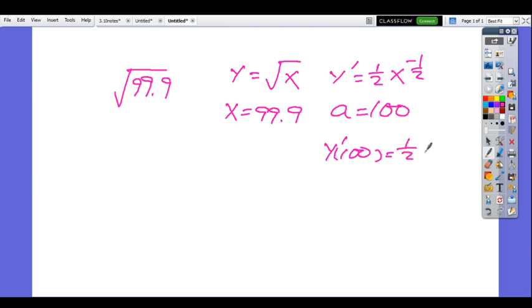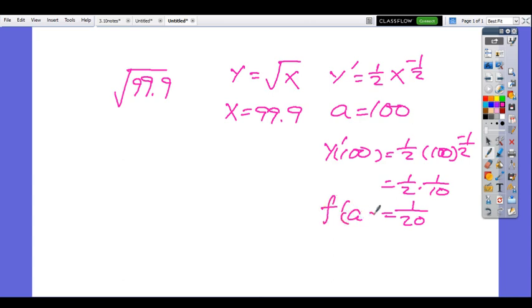So it's 1/2 times 100 to the power of negative 1/2. So it's 1/2 times 1 over 10. And then multiply them straight across. So we do have 1 over 20. Again, this one will give you f prime of a, same as y prime over 100. And now what about for f of a? So f of a is just square root of 100, which is 10.